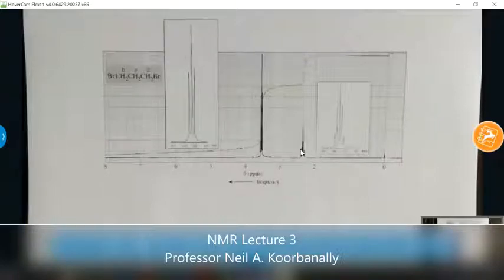And I'm going to discuss probably in tomorrow's lecture why we have many lines in the signal. So there's 3 lines here and there's 5 or so lines here. I'm going to explain that tomorrow. But what I want to do in today's lecture is talk about integration and chemical equivalence.